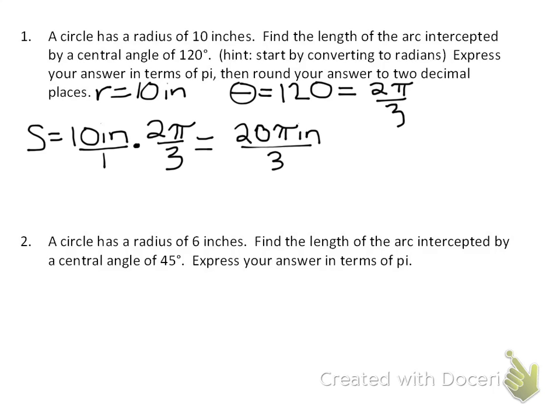So on these, you're going to give me 2 answers. On the test and on the quiz, I want to see the answer as shown in terms of pi, and then I want you to calculate the answer to 2 decimal places. So I put this in my calculator, 20 times pi divided by 3. 20.94 inches. So that's a slightly more useful measurement. Questions on that one?